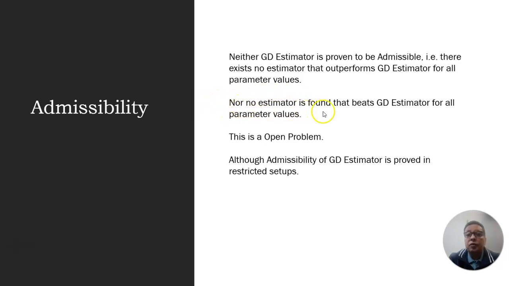No estimator is found that beats the Graybill-Deal estimator for all parameter values, but the converse is also not shown, that there exists an estimator that beats the Graybill-Deal estimator. So this is an open problem. Admissibility of the Graybill-Deal estimator is still an open problem, although ChatGPT tells me otherwise, that it is settled. But to my knowledge, this admissibility is still an open problem. Although admissibility is proved in some restricted setups, that is done.